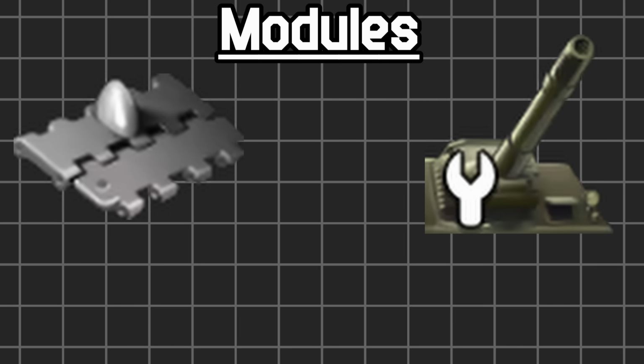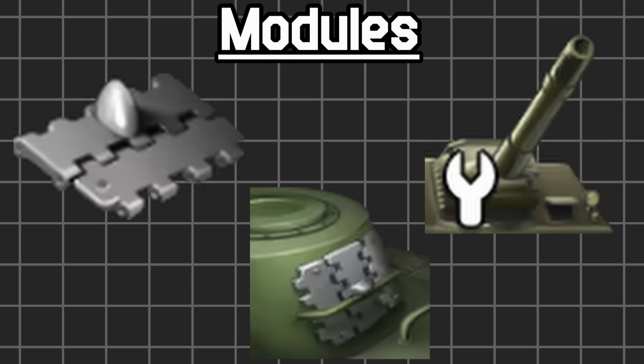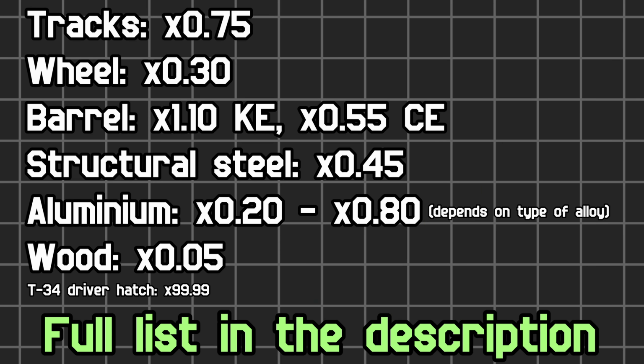Last and least, we have modules like tracks, barrels, structural steel, etc. These are parts of tanks that aren't necessarily made for armor, but they can still have some stopping power. Here are the armor modifiers for those who are interested.